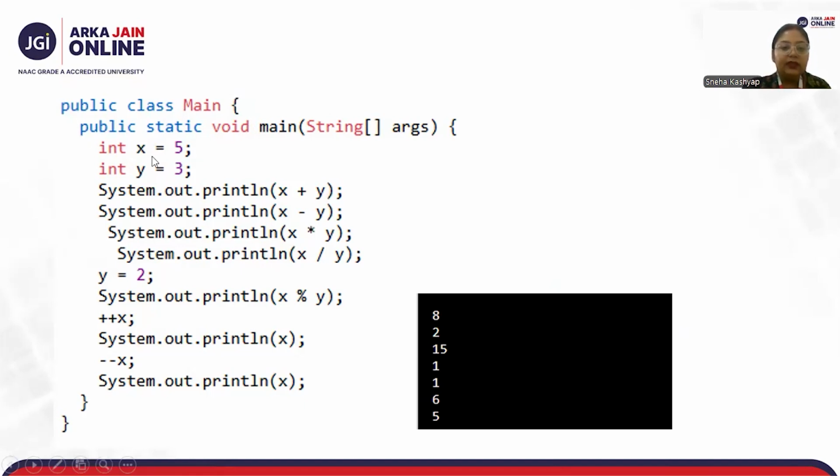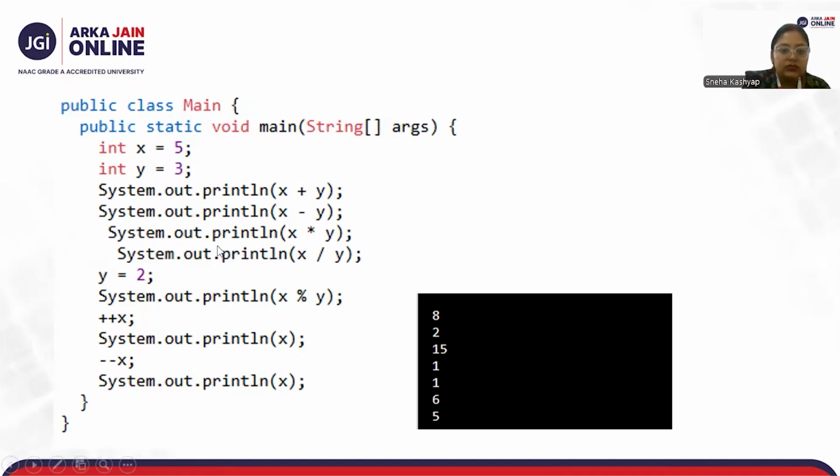Now, I've taken two variables x and y. To these, I've assigned the values 5 and 3, and I've defined the data type as integer. Now, if I give x plus y, it will give me the result as 5 plus 3, which results in 8.